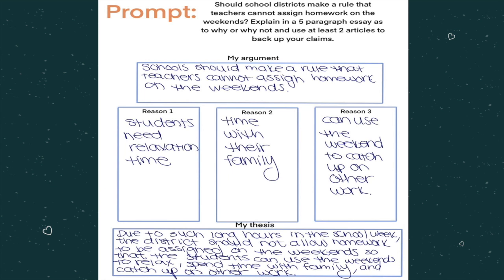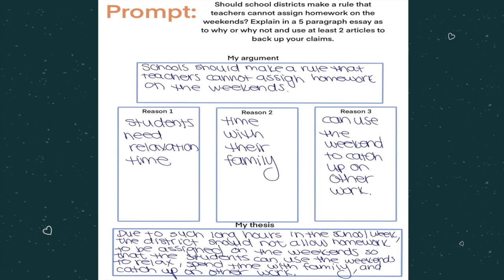While your argument is completely valid, in a research paper, you need to give reasonings as to why, so that the person reading it can agree with you and understand where you're coming from. So I gave 3 reasons, my top reasons why I thought that schools should make a rule that teachers cannot assign homework on the weekends. My first one was that students need relaxation time. My second one was that they need time with their family. And the third one is that they can use the weekend to catch up on other work.